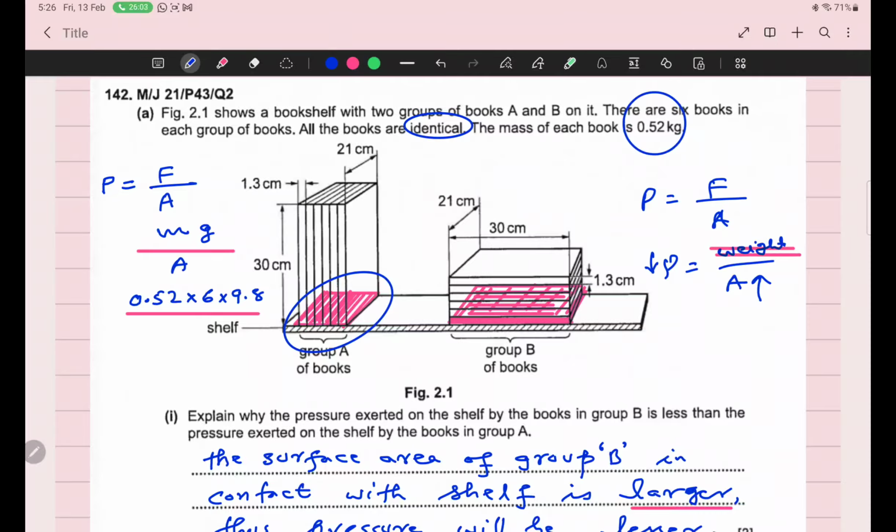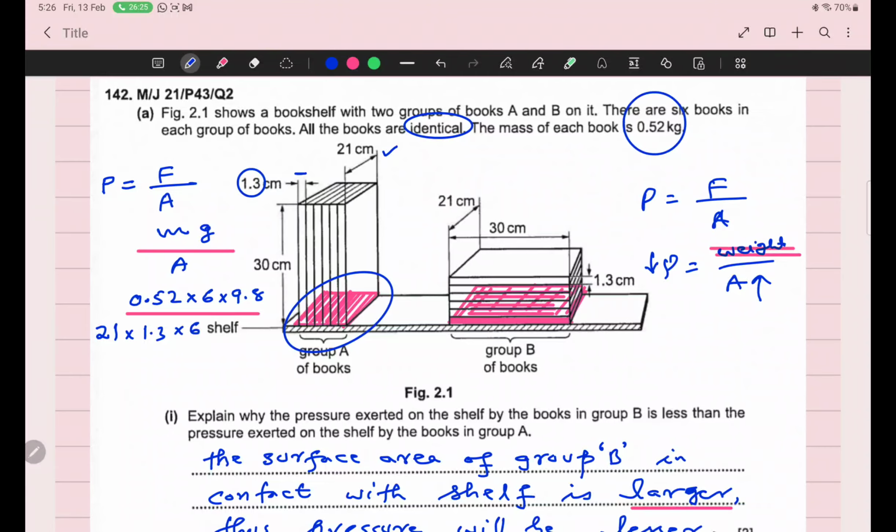1.1? You are right. Yes, you are right. It is a 21 multiplied by 1.3, but this 1.3 is multiplied with 6 because there are 6 books.